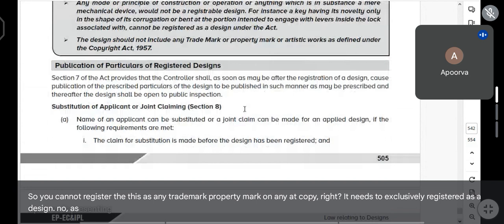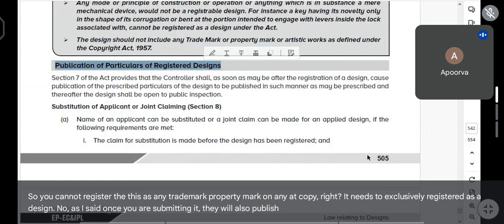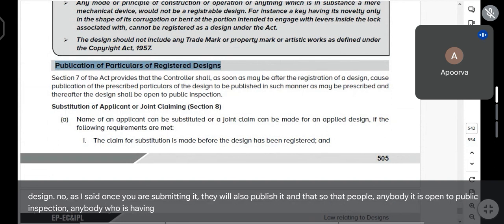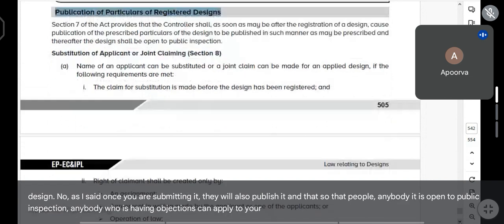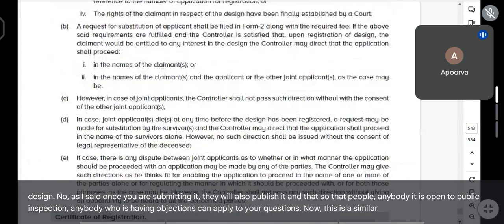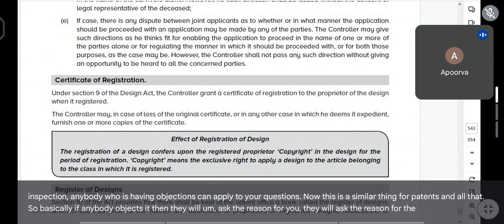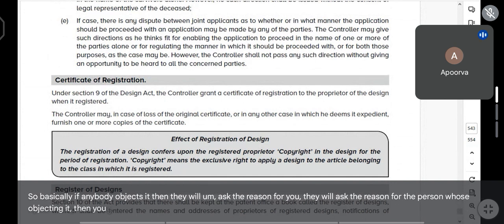Now, as I said, once you submit it, they will also publish it so that it is open to public inspection. Anybody who has objections can apply with their questions. This is a similar thing for patents and all that. So if anybody objects, they will ask the person who is objecting for the reason. Then you will have to give an answer for it, and then the controller will decide.